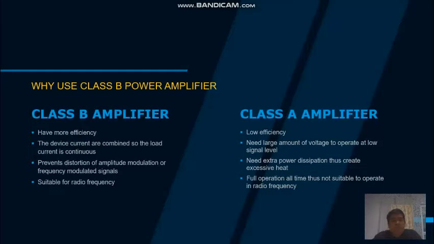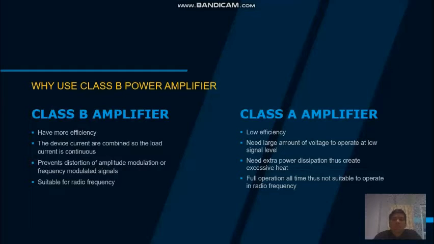The class B power amplifier is the most suitable for the radio receiver system. This is because the class B amplifier has more efficiency compared to other types of amplifier. The device currents are combined, so the load current is continuous. The class B amplifier also can prevent distortion of amplitude modulated or frequency modulated signals, and it is suitable for radio frequency.